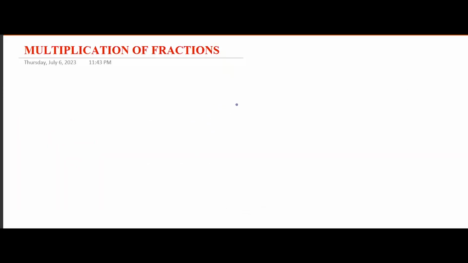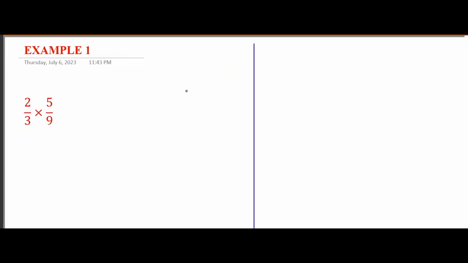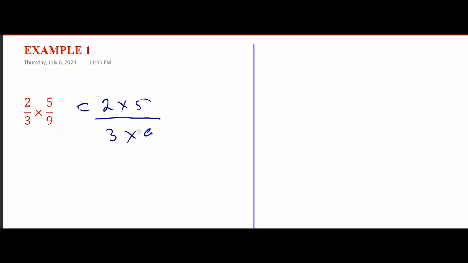So let's look into some examples. This is the first example: 2 out of 3 multiplied by 5 out of 9. For fractions, it is pretty simple. You can easily multiply the numerator by the numerator and the denominator by the denominator by saying 2 by 5 everything over 3 by 9, and 2 by 5 gives 10, 3 by 9 gives 27. So the answer there is 10 out of 27.